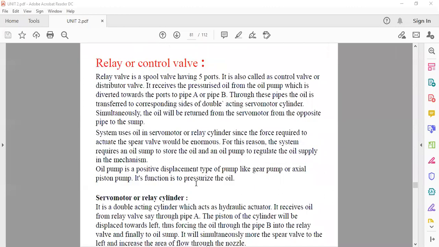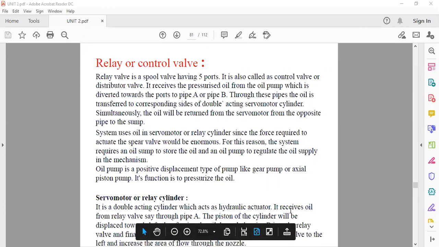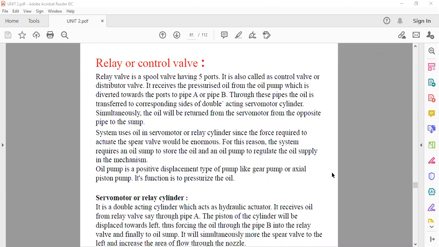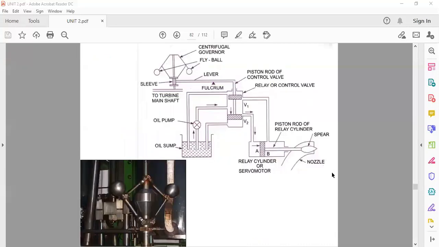The servo motor or relay cylinder is a double acting cylinder which acts as a hydraulic actuator. It receives oil from the relay valve, say through pipe A. The piston of the cylinder will be displaced toward the left, thus forcing the oil through pipe B into the relay valve and finally to the oil sump. It will simultaneously move the spear valve to the left and increase the area of flow through the nozzle.